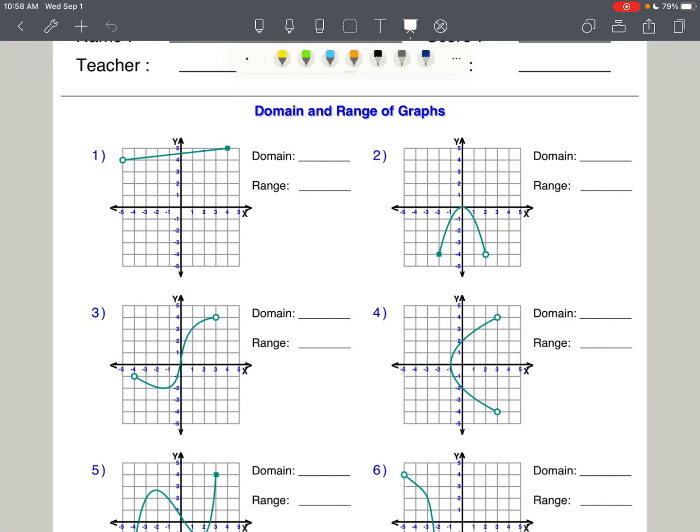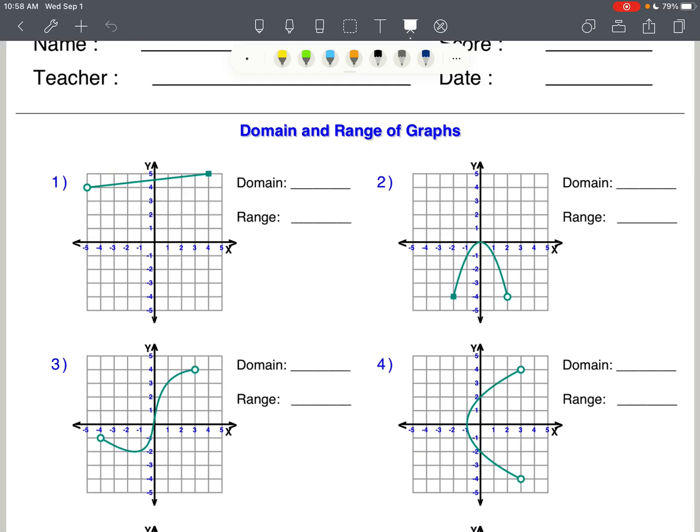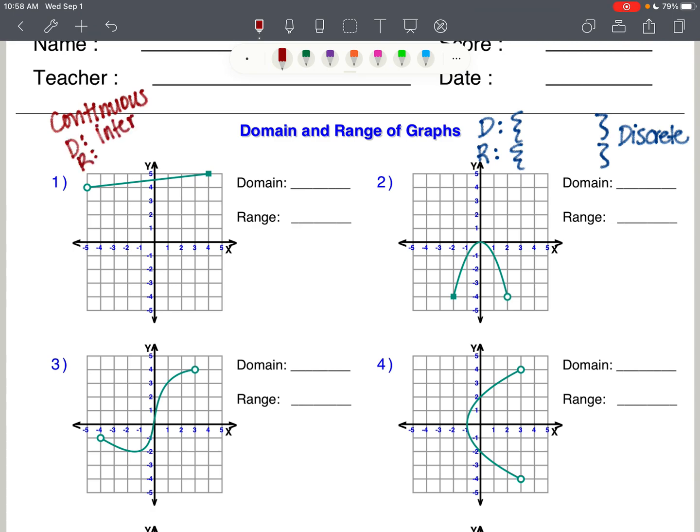When we are working with discrete domains and ranges, we use domains that have the listed values for their ranges in braces. That's for discrete. When we're talking about continuous graphs, they have a domain and range in interval notation. Their domain and range is in interval notation. So that's what we'll be working with today.